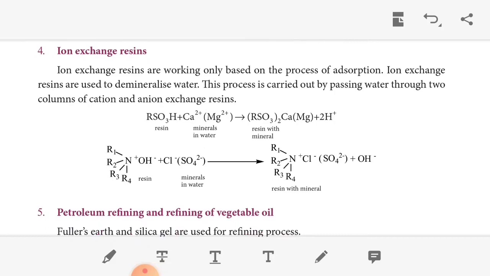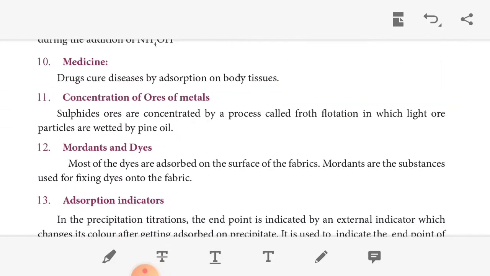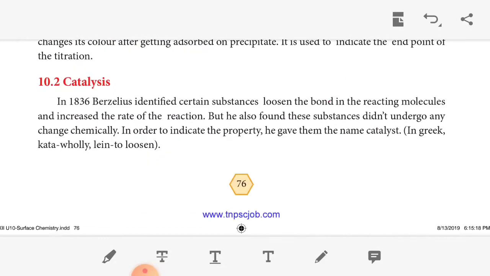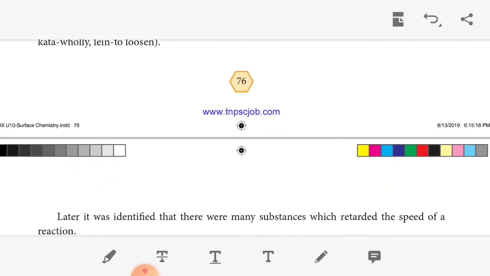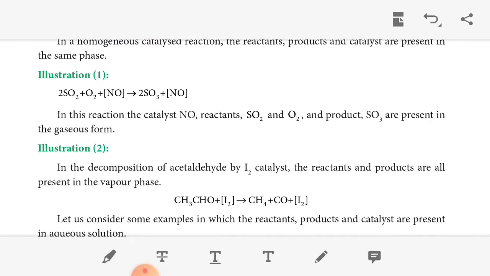Okay, the next question, catalyst. So what is a catalyst? A catalyst is a substance which alters the rate of a reaction without itself undergoing any chemical change. This phenomenon is known as catalysis. There are two types of catalysts: positive and negative. A positive catalyst increases the rate of the reaction. A negative catalyst retards the rate of the reaction.